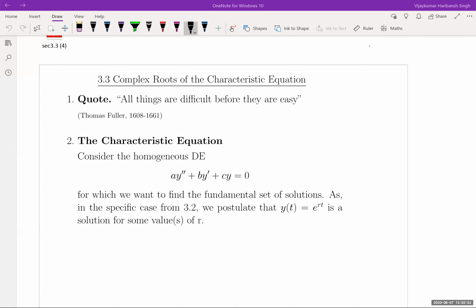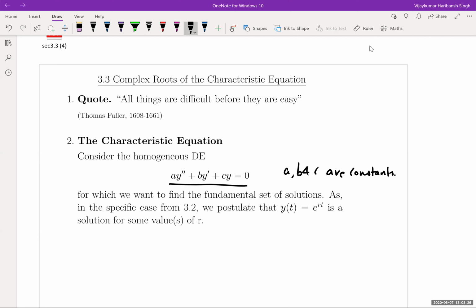Welcome students. Today we are going to discuss complex roots of characteristic equations. So what is the starting point? The starting point is a homogeneous differential equation a y double prime plus b y prime plus c y equals 0. Here a, b and c are constants. And the goal is to find the fundamental set of solutions for this homogeneous differential equation.